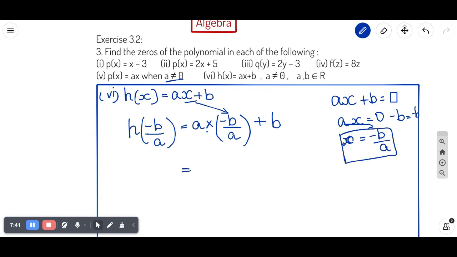Next, what you have to do is cancel this out. So minus b plus b is equal to 0. So you have got 0. So therefore, x is equal to minus b by a is the 0 of the polynomial. Hope you understood this. Try doing this trick everywhere and you can arrive at your answer easily.